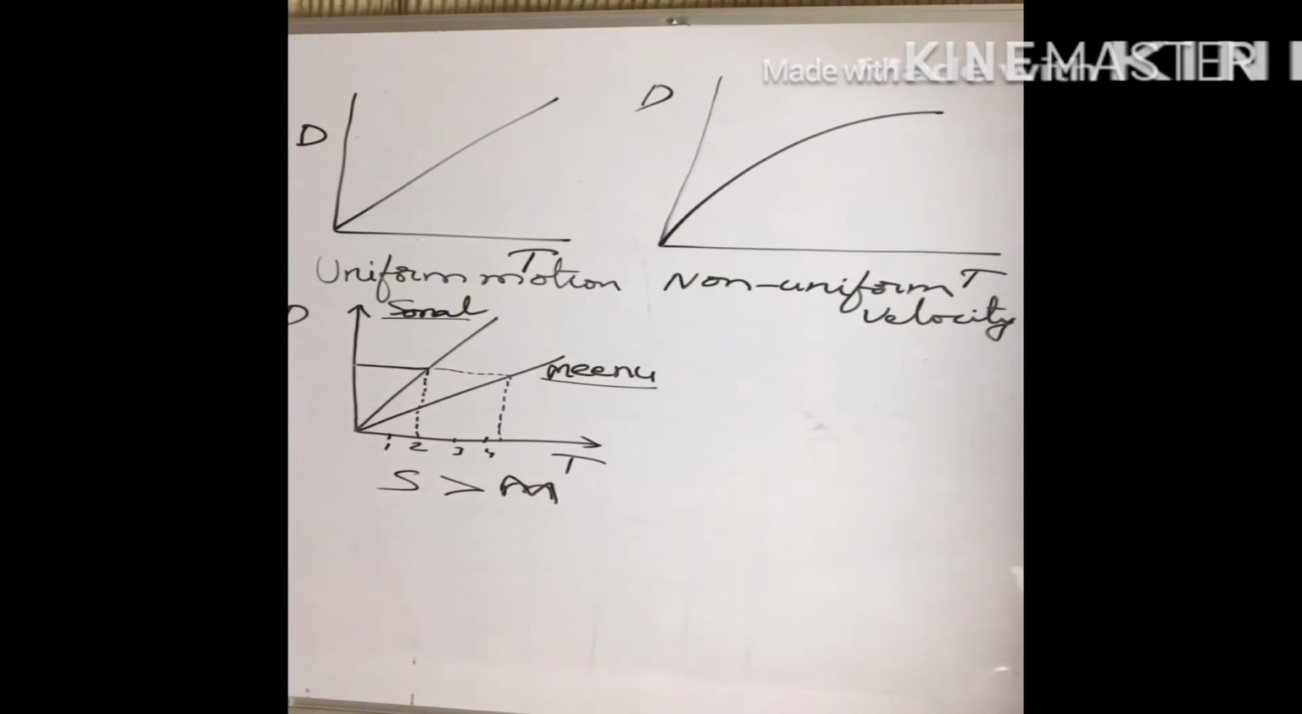What does it say? The distance time graph shows the velocity. If the distance time graph has more slope, it means the moving object is covering more distance in less time. That means velocity is more. The more the slope, the more the velocity. How to calculate? You have just seen.